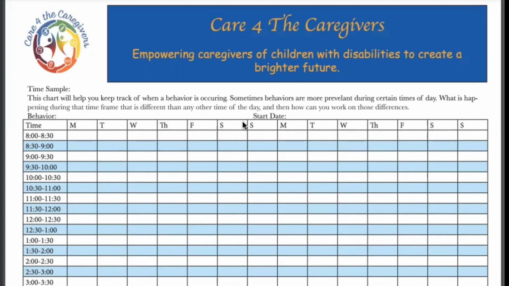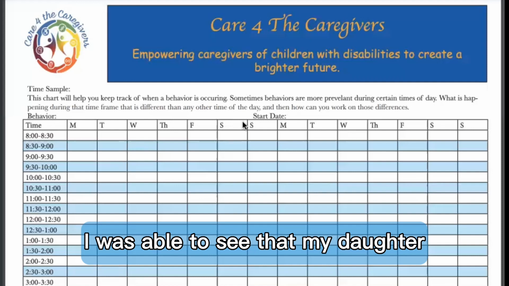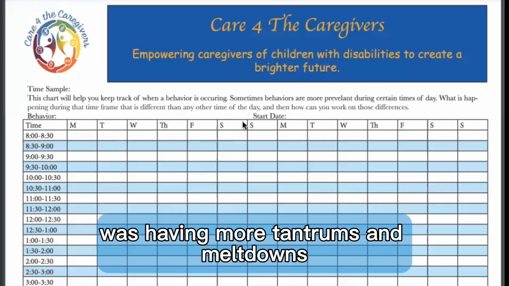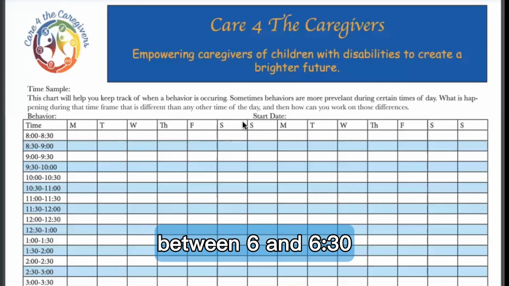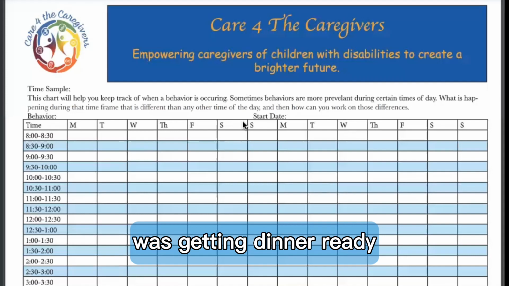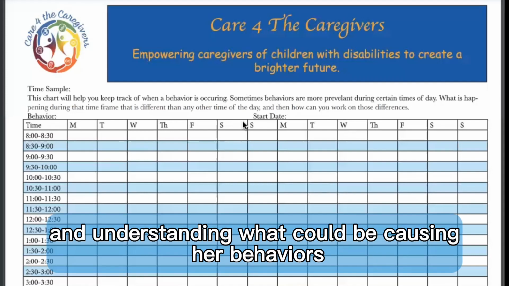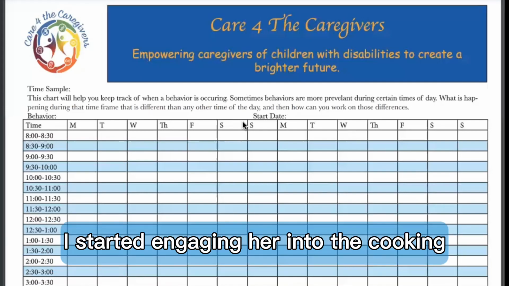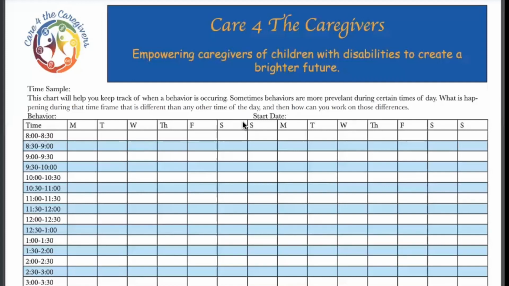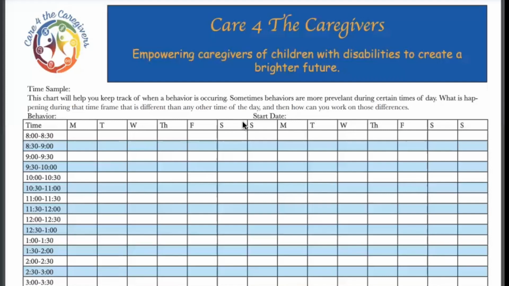For example, when I used this time sample tracking sheet, I was able to see that my daughter was having more tantrums and meltdowns between 6 and 6:30. And I noticed that that was when I generally was getting dinner ready and no one was paying attention to her. By seeing this and understanding what could be causing her behaviors, a lack of attention from mom, I started engaging her in the cooking aspects of what I was doing. And this really helped to decrease the problem behaviors we were seeing during that time.